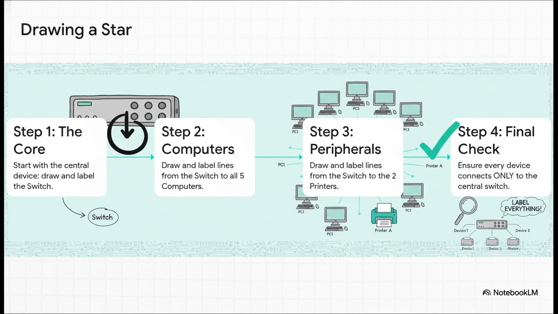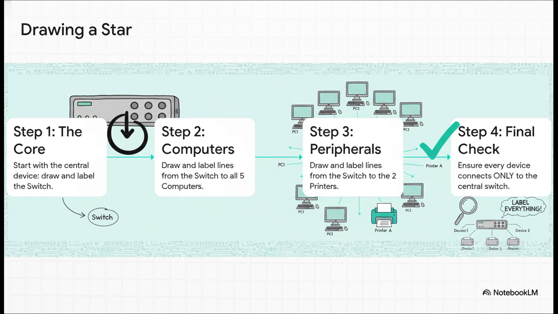Building this diagram is actually pretty straightforward if you just follow the steps. You know, in a star topology, everything revolves around that central device, so start by drawing the switch right in the middle. Then, just connect everything else, all 5 computers and those 2 printers, directly to it. But here's the golden rule, the one thing you absolutely cannot forget. You have to label everything. An unlabeled computer is just a box, and an unlabeled diagram is worth 0 marks.